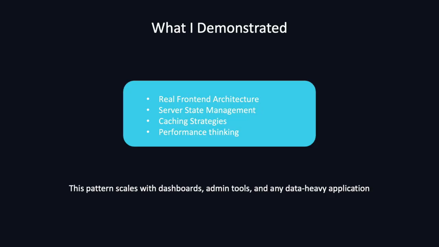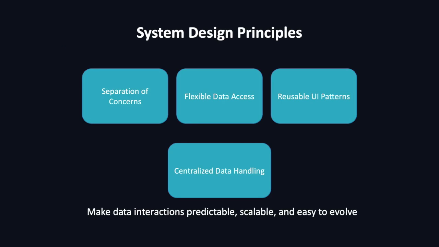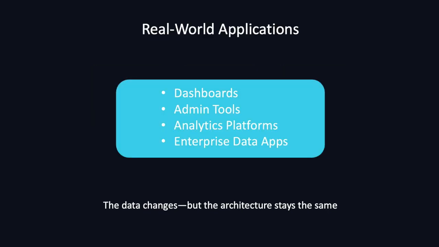In this scenario, I demonstrated real front-end architecture, server state management, caching strategies, and performance thinking. This pattern scales really well with dashboards, admin tools, and any data-heavy applications. There are a few key principles behind this system: separation of concerns, flexible data access, reusable UI patterns, and centralized data handling. The goal is to make the data interactions predictable, scalable, and easy to evolve. The same patterns can be applied in real-world systems, dashboards, admin tools, analytic platforms, and enterprise data apps. The data changes, but the architecture stays the same.